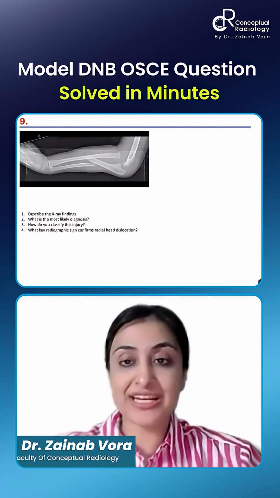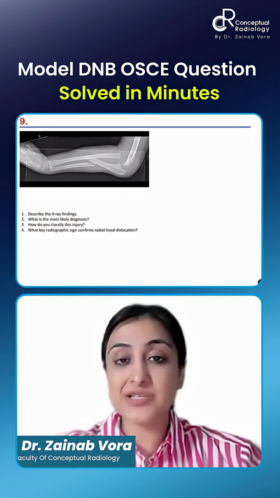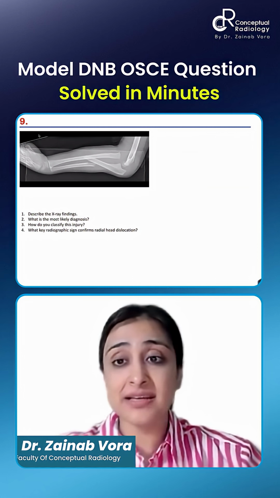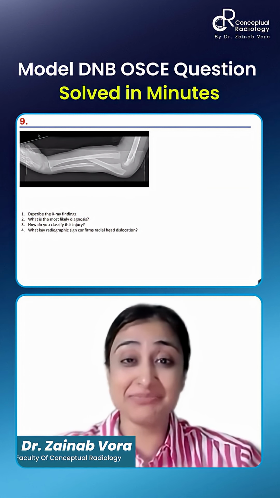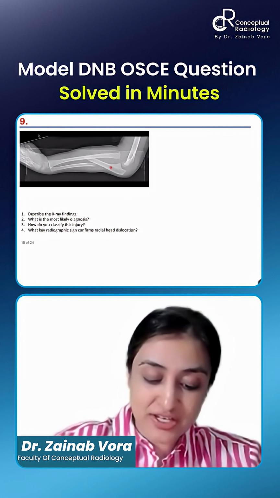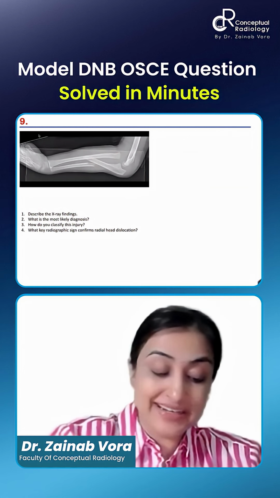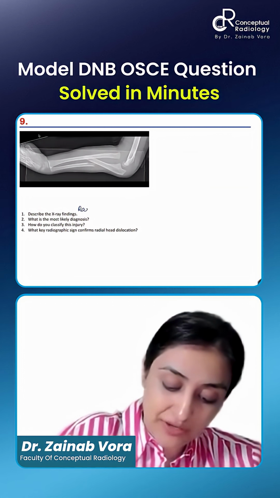Describe the X-ray findings here. Do you remember Galeazzi and Monteggia? You have written Morga, mixed the two. So, what are you seeing here? Which fracture is it? It is a fracture of the proximal ulna with radial head dislocation, right? So, that is what you have to describe.